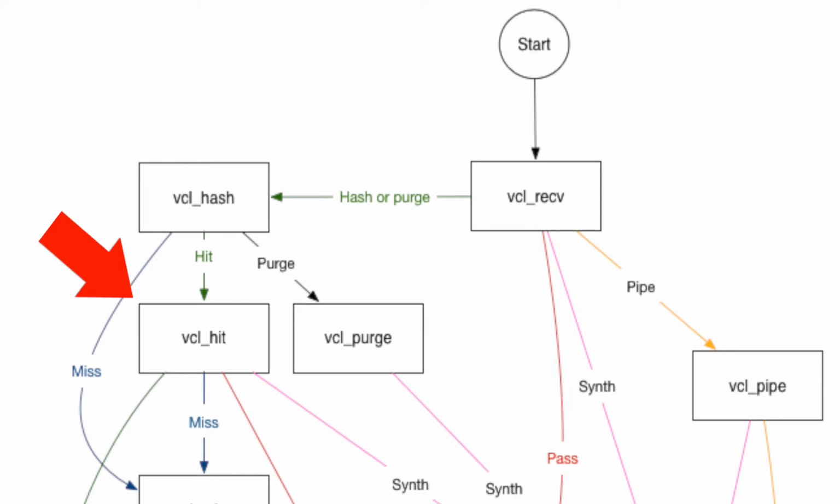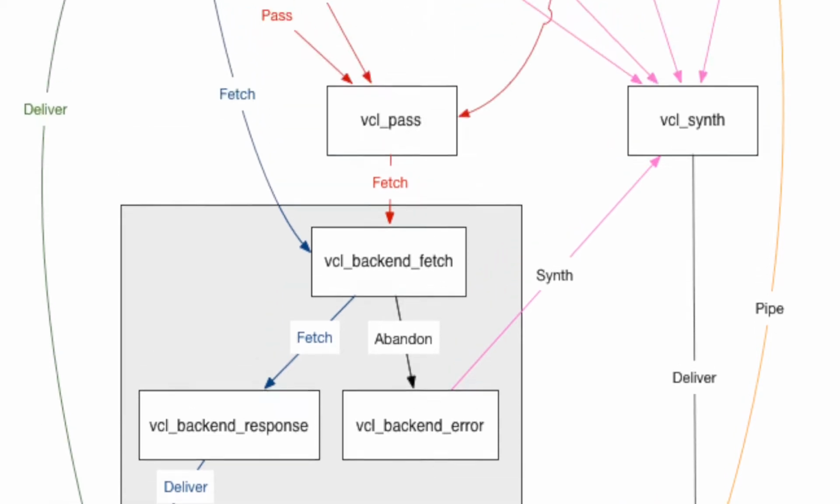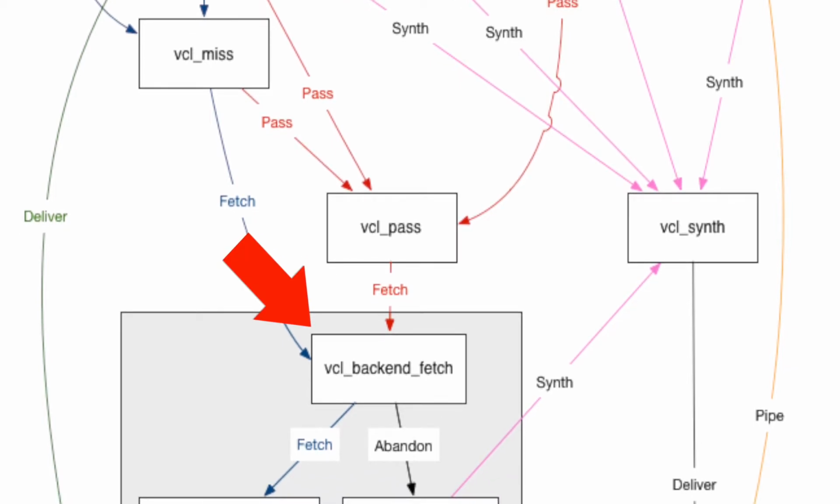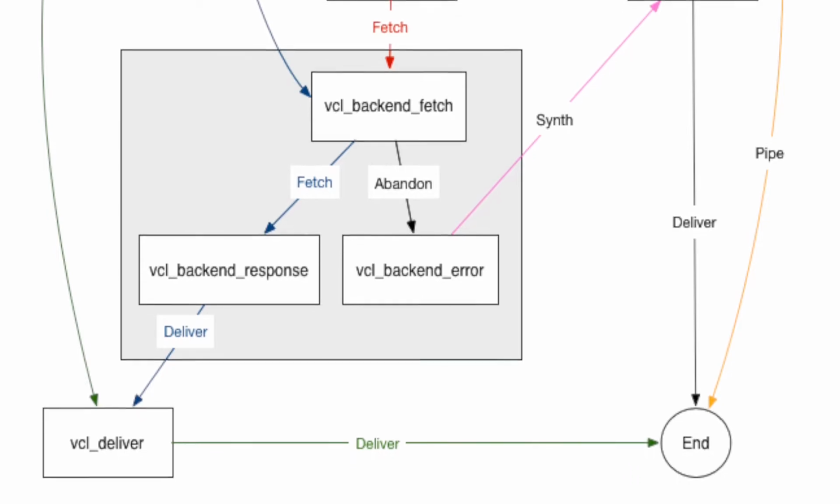That can either trigger a hit, the hit will return an object and will deliver it straight to the end user without communicating with the backend. If it wasn't found in cache, it will trigger a miss. The miss will trigger a fetch, a backend fetch. The backend fetch will result in a backend response, which will in its turn be delivered to the end user. And that's actually the flow. That's actually how it works. Now let's go over the different tags that are linked to these different stages.